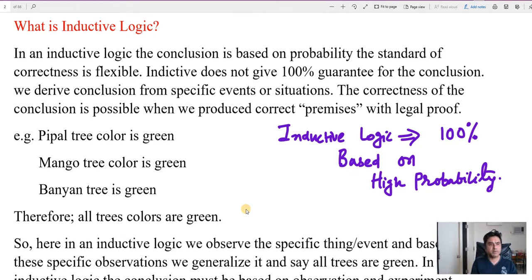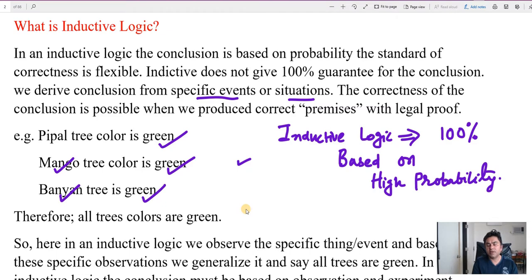We derive a conclusion from specific events or situations. You observe some specific events or situations in bits and pieces, then you collect all these pieces together and come out with some conclusion. The correctness of the conclusion is possible when we produce correct premises with proof. For example, if you look at the peepal tree and see the leaves are green, then you look at the mango tree and see the leaves are also green, and the banyan tree leaves are also green.